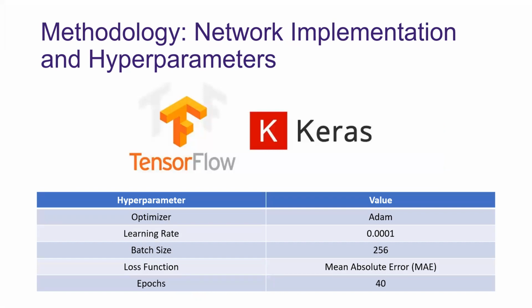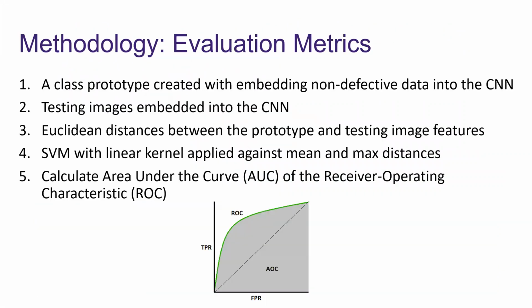All networks are built and implemented in Python 3.7.4 and using the open source TensorFlow and Keras ML/DL libraries. As for the training network hyperparameters, the Adam optimizer is utilized with a fixed learning rate of 0.0001 and a batch size of 256 samples. The mean absolute error loss function is utilized and the network is trained for 40 epochs.